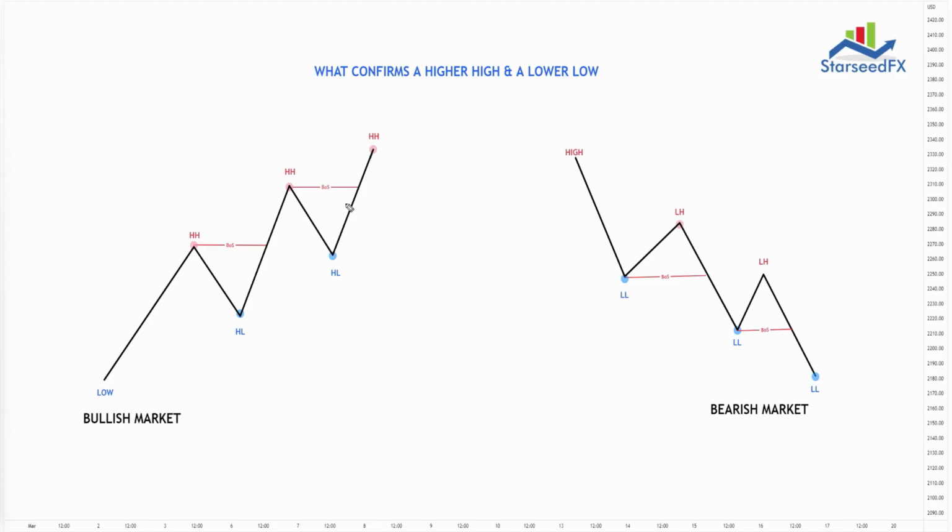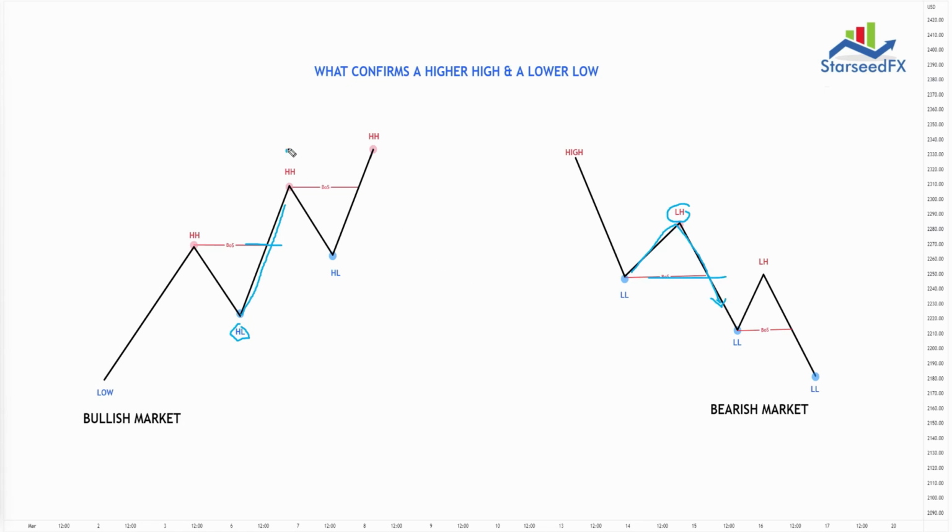What confirms a high as a higher high and a low as a lower low, and what is an inducement? In an earlier section of this video, we learned that what confirms a low as a higher low and a high as a lower high is a break in the main structure. A low is considered a higher low when the price breaks the last high of the main structure. Similarly, a high is considered a lower high when the price breaks the last low of the main structure.